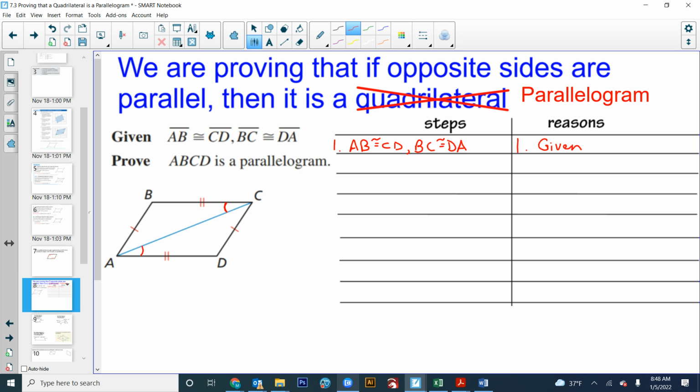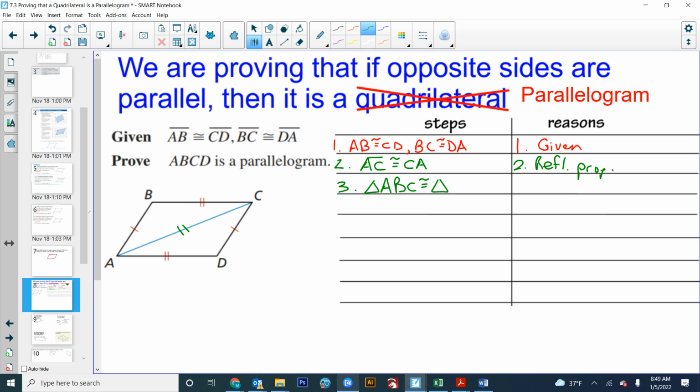So how can we get to the point where we can show those are congruent? Well, probably CPCTC, right? So let's do that. I don't know that those are congruent yet. But with the reflexive property, I do know that AC is congruent to CA. And so triangle ABC is congruent to triangle.